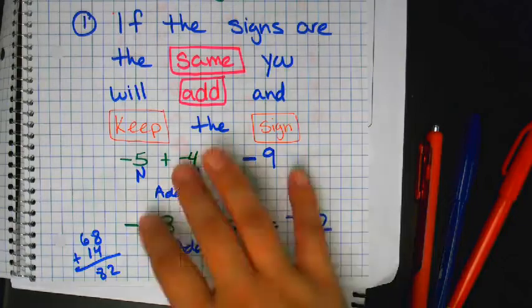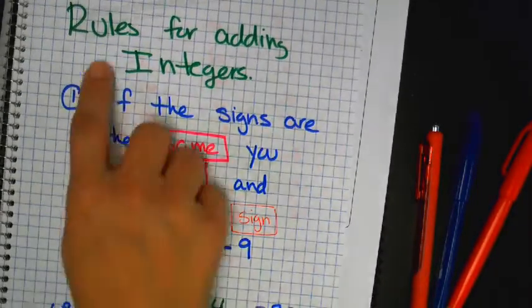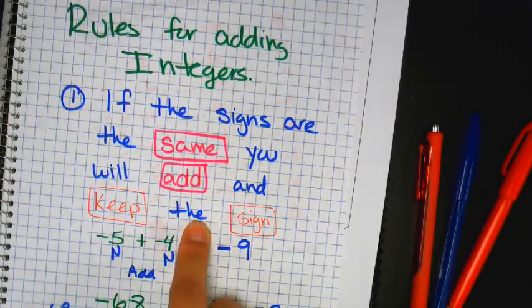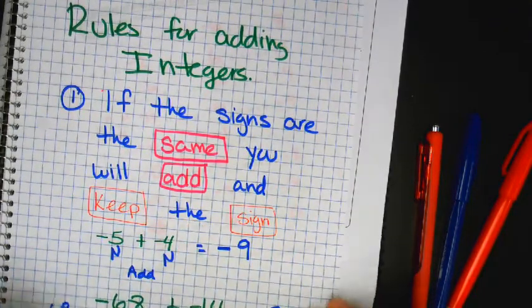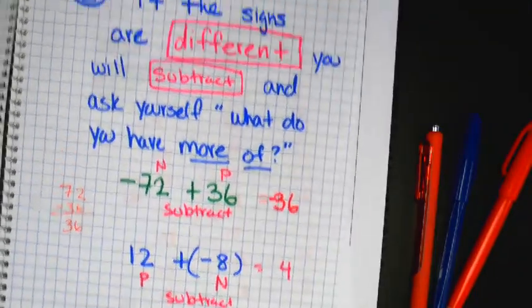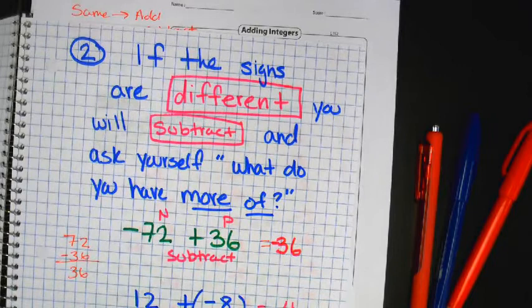So, just a review from yesterday really fast. So the rules for adding. If the signs are the same, you will add and keep the sign, right? And then what happens when the signs are different? And put the symbol of whichever one has more.